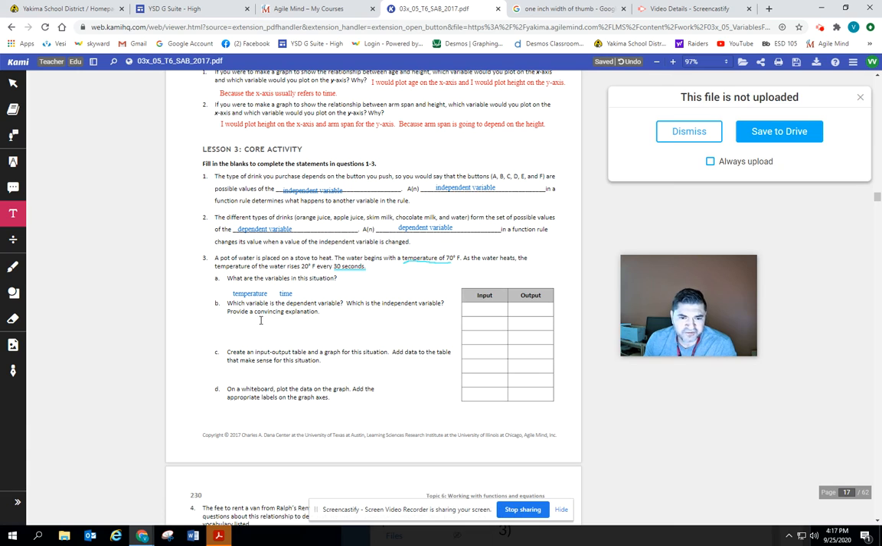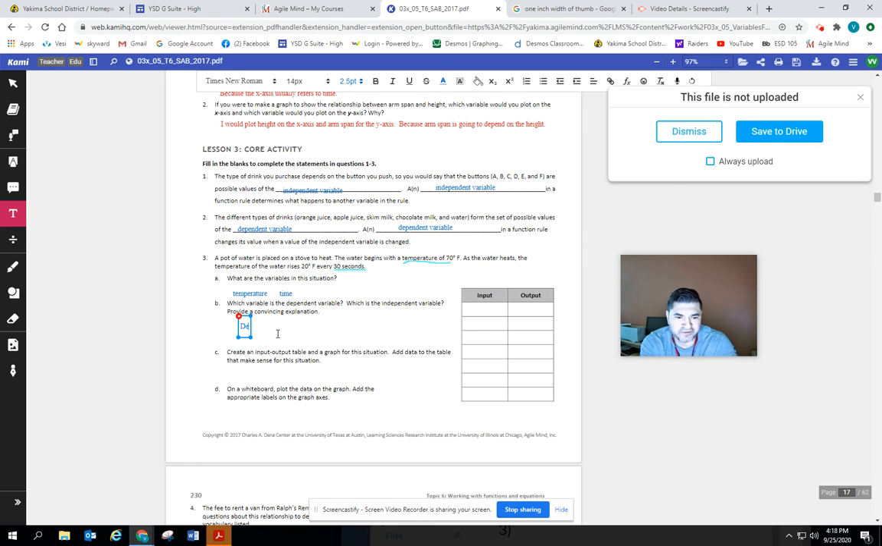All right, letter B. Which variable is the dependent variable? Which is the independent variable? Provide a convincing explanation. Okay, so which one of these depends on what? I'm thinking here that the temperature is going to depend, okay? The temperature is going to depend on the time, okay? Because as time goes by, the temperature gets hotter. Okay, so let's go ahead and type in, or actually they want to know, let's see.